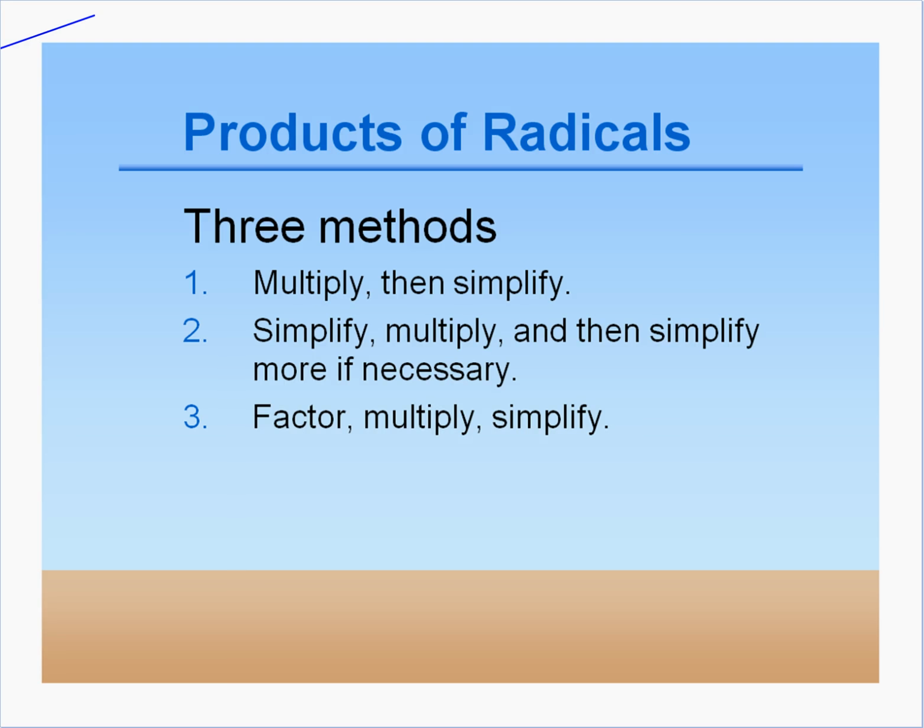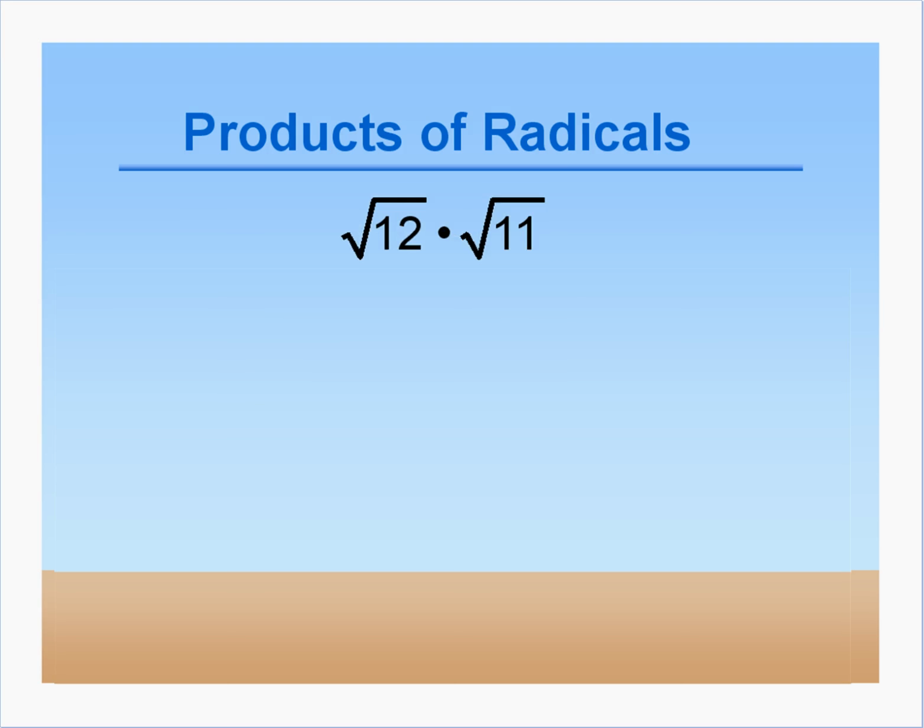So we have the square root of 12 times the square root of 11, and our first method said to multiply and then simplify. So we're going to use that rule, and we're going to take 12 and multiply it by 11 in the square root. So the square root of 12 times 11, that's the square root of 132, and then we're going to simplify this.